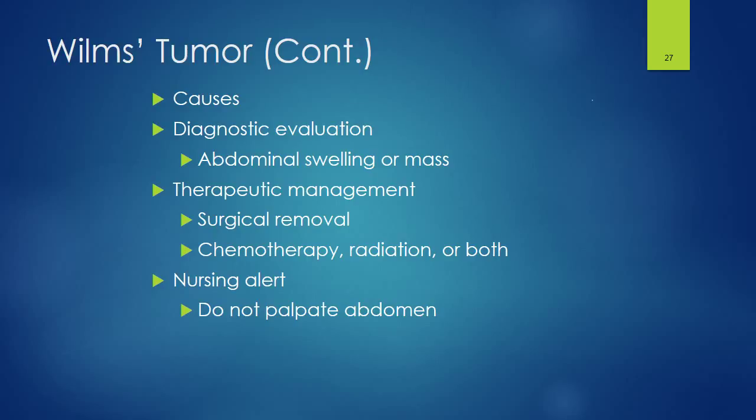Most children with Wilms tumor are brought to the practitioner because of abdominal swelling or an abdominal mass. Therapeutic management includes surgery and chemotherapy with or without radiation. The most important nursing alert is do not palpate the abdomen. Manipulation of the mass may cause spreading of the cancer cells. The nurse may need to give explanations about radiation therapy and chemotherapy. They may need to explain benefits and side effects.